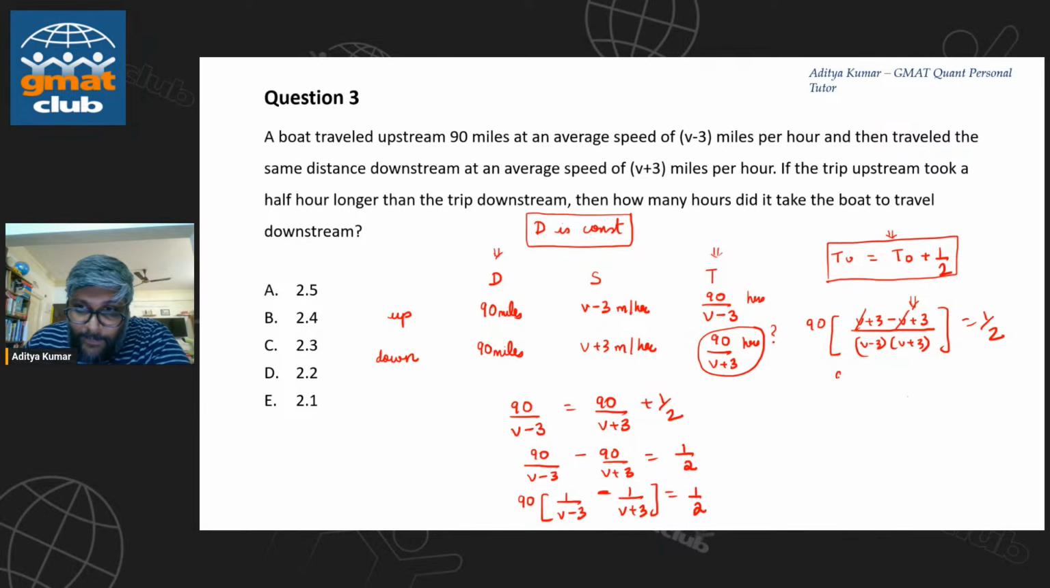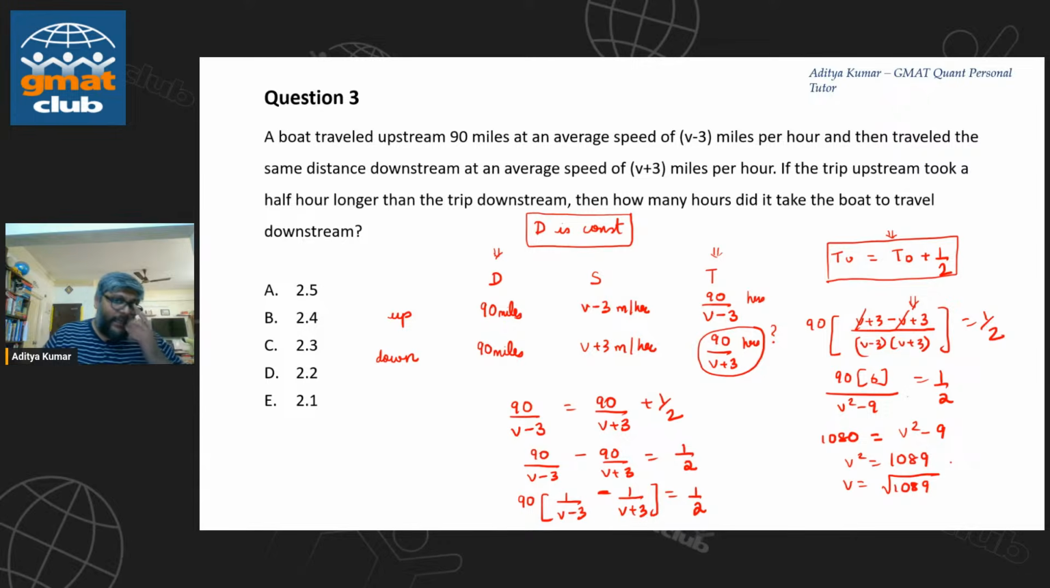So this goes, 90 into 6 divided by v square minus 9 is equal to 1 by 2. So 90 times 6 is 540. 540 into 2 is 1080 is equal to v square minus 9. So v square is equal to 1089. So v will be the square root of 1089. It should be plus or minus, but I'm not going to consider negative because v has to be a positive quantity. Now, for those who got to this point and then got stuck, what should I do with the root of 1089? You don't have a calculator facility on the quant section. You do have it on the DI section. So what do I do here?